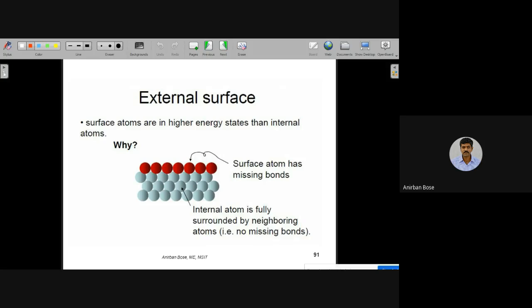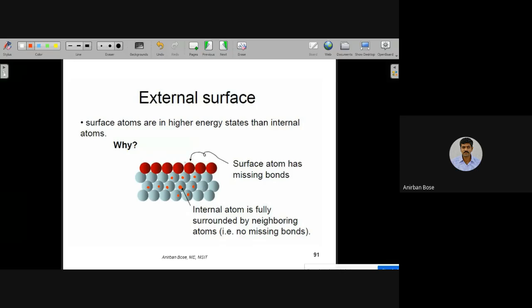We have already discussed that the outer surface or the external surface of any material, any body, is definitely a defect. Definitely a defect because the surface atoms are not surrounded by other atoms like what is there inside the material. If you consider this inside atom, around that atom, the atoms are there, and each and every internal atom has an identical surrounding. This is the basic crystal structure.